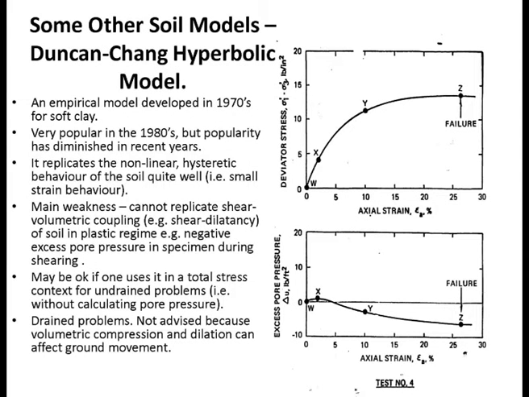Okay, now I'll talk through some of the soil models. The first is the Duncan-Chang hyperbolic model, developed by Duncan and Chang back in the 1970s. It was very, very popular in the 1980s, and it replicates the non-linear hysteretic behavior of the soil quite well. That is a kind of small strain behavior, and Duncan and Chang actually tried to use it for soft soil. The main weakness is that it cannot reproduce the shear-volumetric coupling. That is, when you shear the soil, you get dilation or compression. That you cannot do. So as a result, it was very quickly realized that this model has a problem.